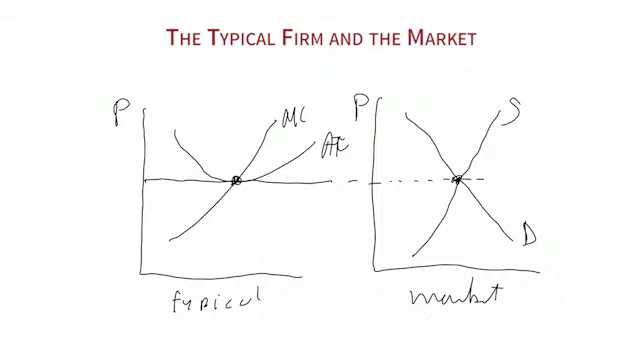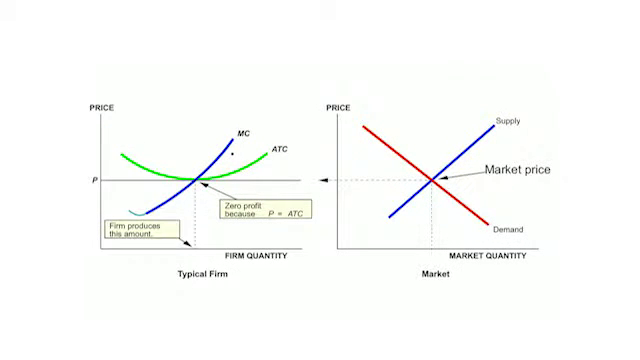So that's how it works. And you can make this look a little fancier with colored lines, but the picture that I drew is pretty much the same. Left-hand side, typical firm. Right-hand side, market. Left-hand side has the horizontal axis, the firm's quantity. Right-hand side, the total market quantity.